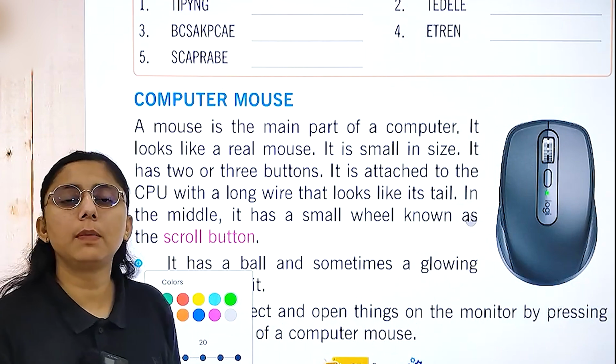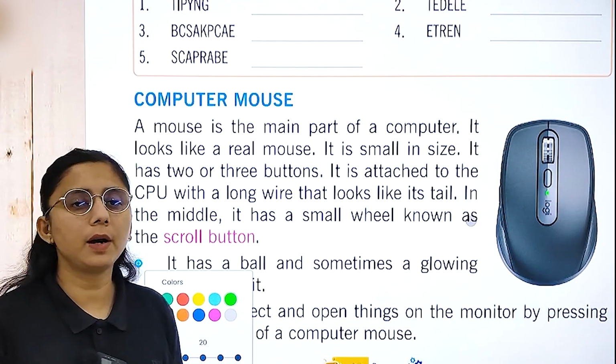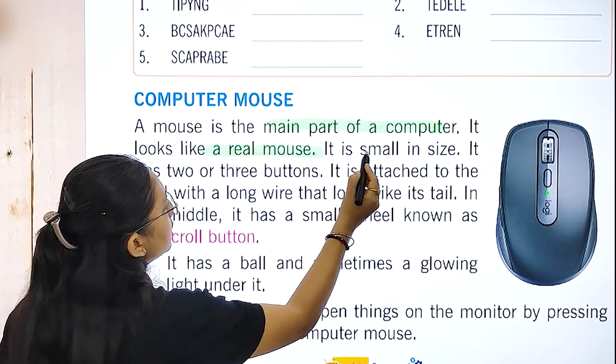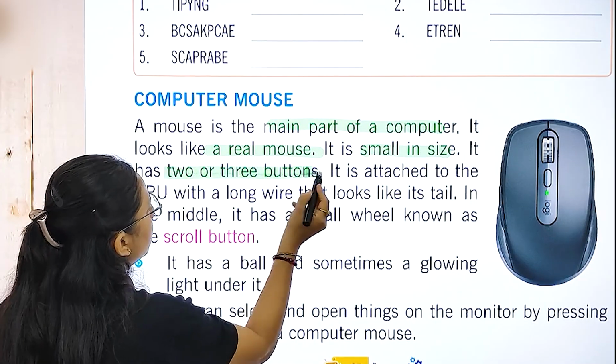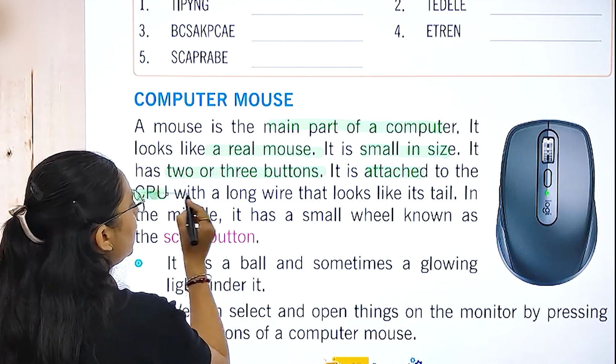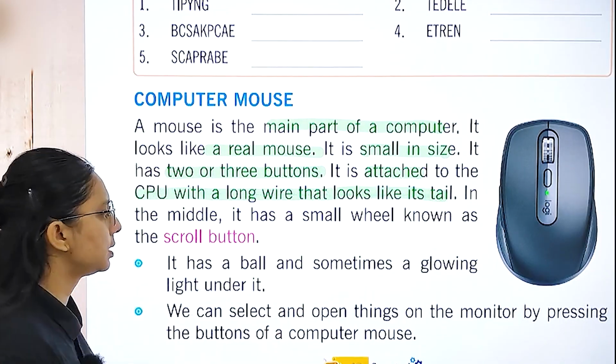Next is computer mouse. A mouse, it is the main part of computing. It looks like a real mouse. It is small in size. It has 2 or 3 buttons. And it is attached, what is it attached to? CPU, with a long wire that looks like it's tape.